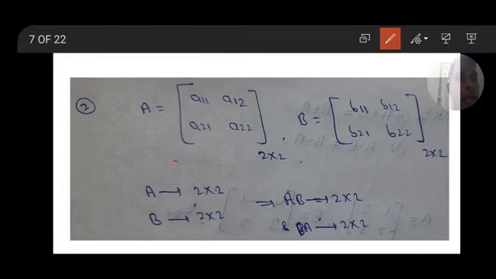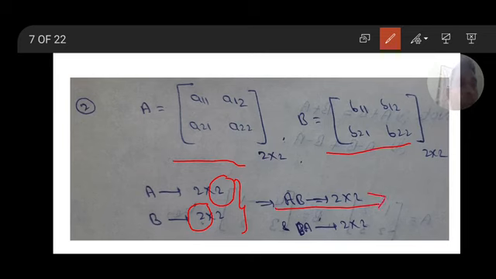Next, suppose A is a 2/2 matrix with A11, A12, A21, A22. B is also a 2/2 matrix with B11, B12, B21, B22. Then what about A into B? A is 2/2, B is 2/2. So the number of columns of the first matrix is equal to the number of rows of the second matrix. Therefore AB is possible. AB we get 2/2.